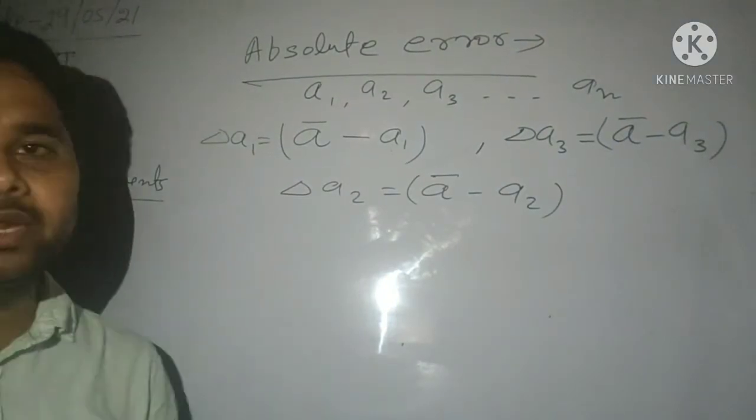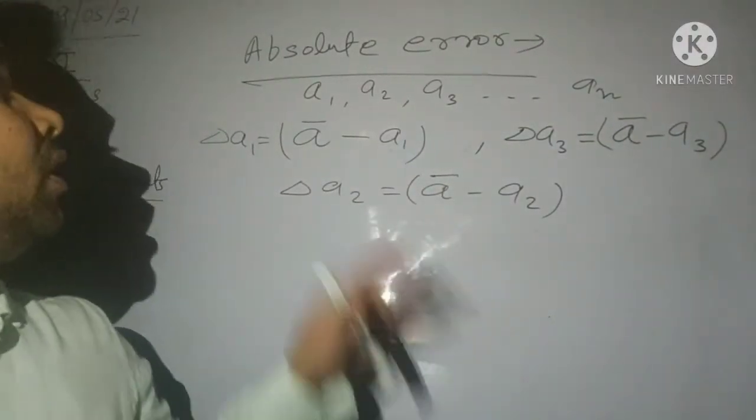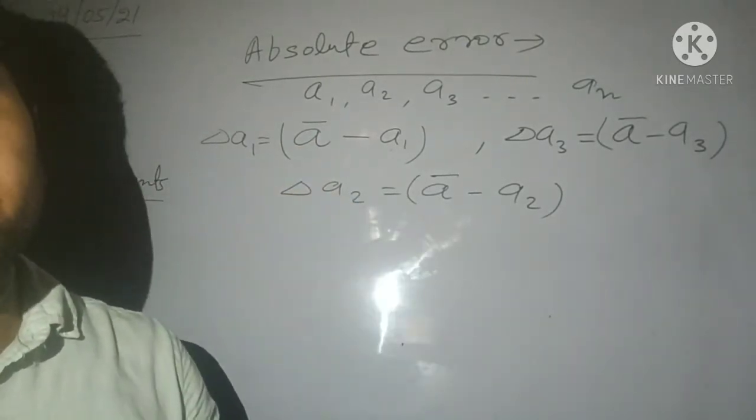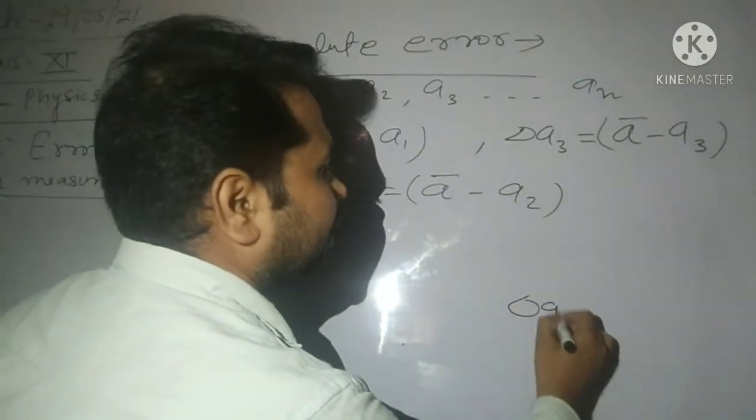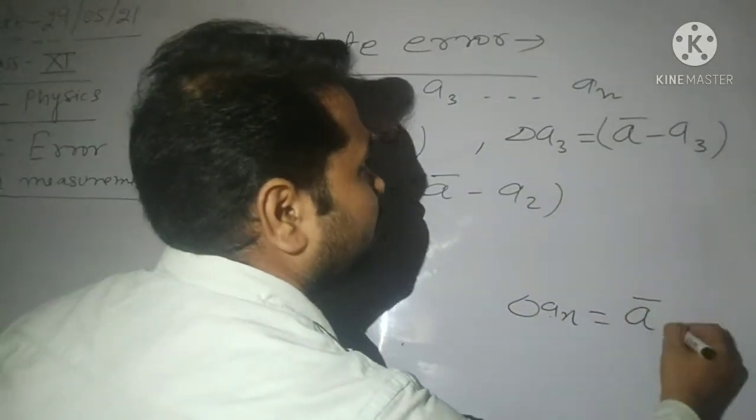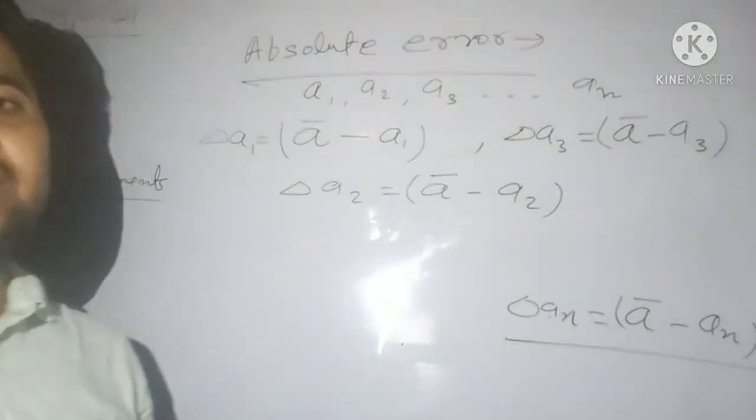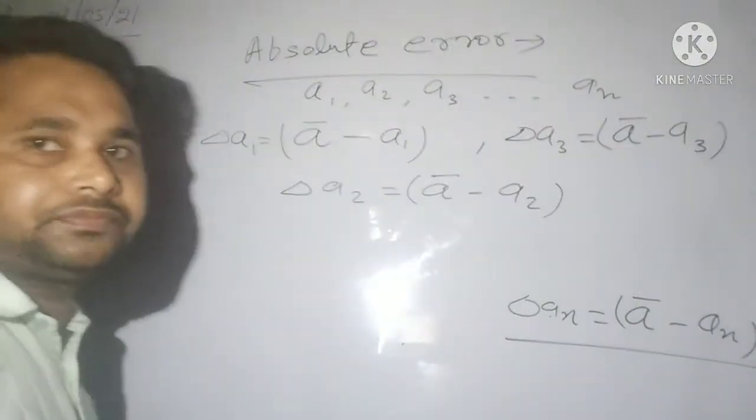Repeating, what is the absolute error? तो कहेंगे, absolute error is the difference of true value and individual observations in our measurement. Similarly, also you can write delta AN equals A bar minus AN. These are absolute errors. Okay.